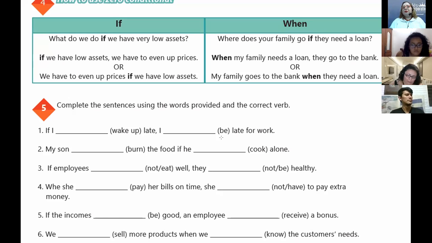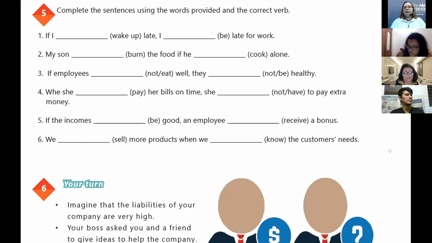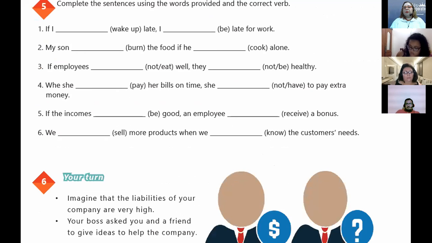Vamos a ver la actividad number five. Activity number five. If I wake up late, I am late for work. Correct. Okay, that's a very good example, right? Number one, it says if I wake. Present simple, right?